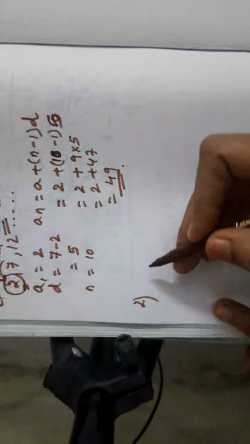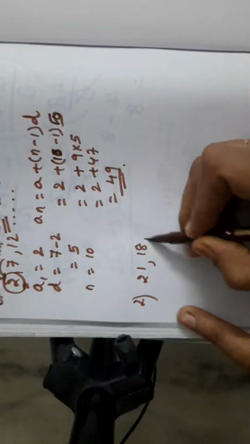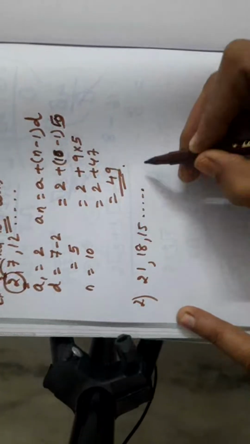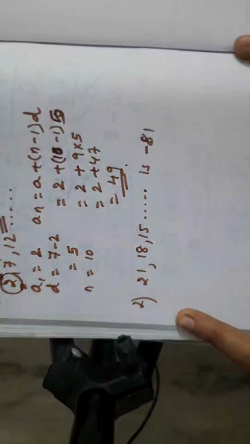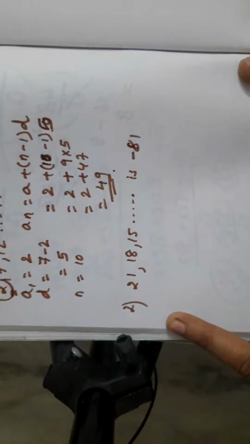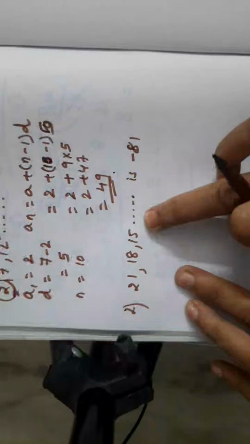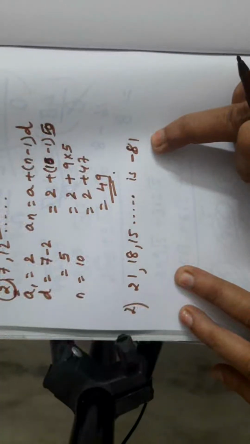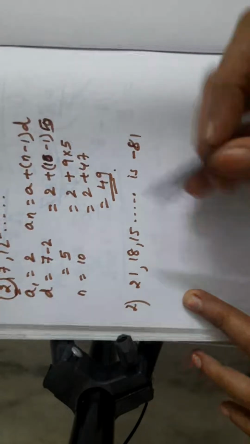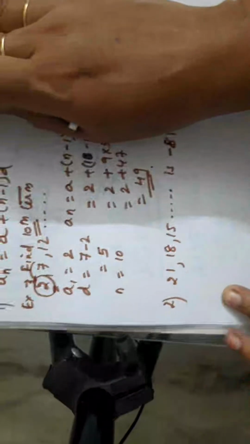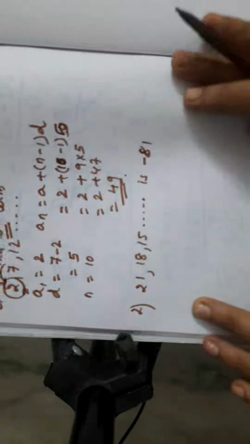Now the second kind of question which could be asked: they will use the sequence 21, 18, 15 and so on up to minus 81. Here the sequence is given and they are asking to find out how many terms there are. If dots are there and they have given the last term, how can you calculate? For this again the same formula is there. As I gave the first formula, the same formula you need to repeat again. All the things are given.